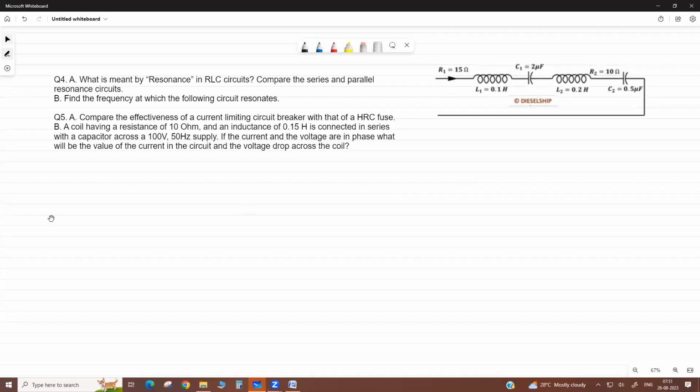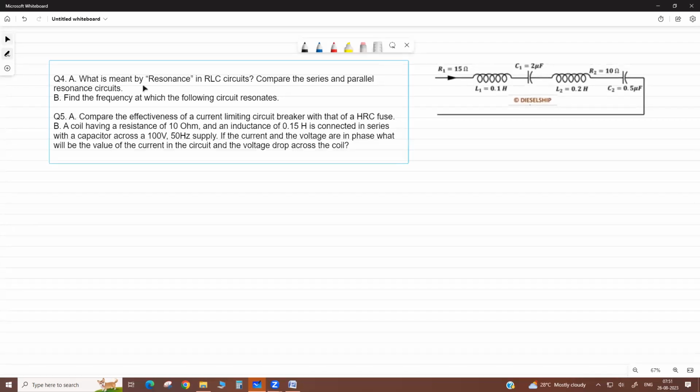Okay, readable. What is meant by resonance? Resonance is a condition at which your net reactance becomes zero. Then XL equals XC. Then, okay, that is called resonance. Now series and parallel resonance. Okay. There was one. I put the comparison on the group. It is given in the basic notes also.